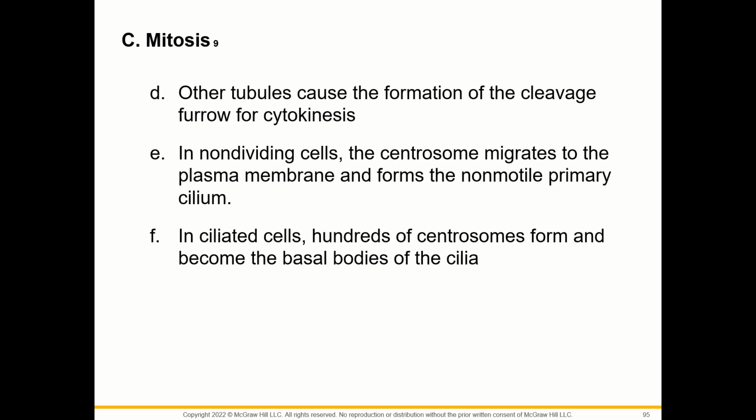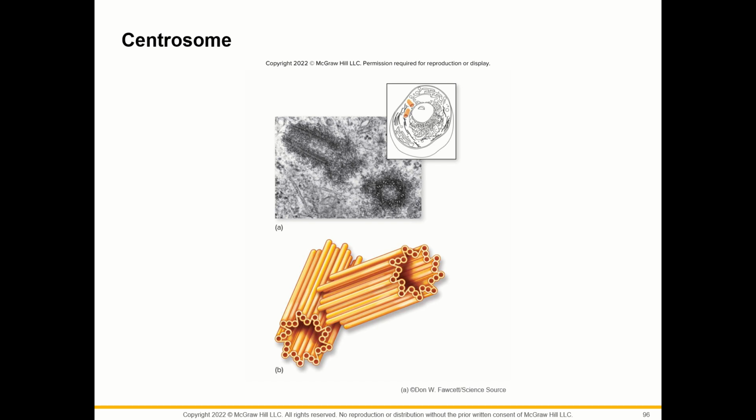Other tubules cause the formation of the cleavage furrow for cytokinesis. In non-dividing cells, the centrosome migrates to the plasma membrane and forms a non-motile primary cilium. In ciliated cells, hundreds of centrosomes form and become the basal bodies of the cilia. Ta-da!